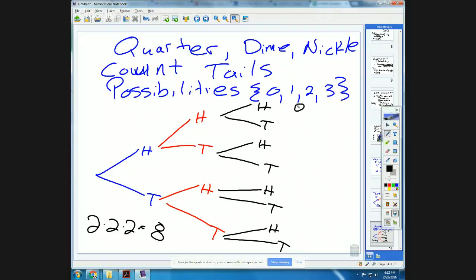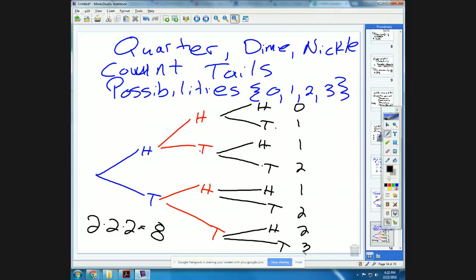Let's see, we could then do a what? Head, head, tail. 1 tail. We could do a head, tail, head, going in order. That's 1 tail. Head, tail, tail. 2 tails. I've exhausted those 4 possibilities. So now I jump to getting a tail on my quarter. So tail, head, head is a 1. Tail, head, tail is a 2. Tail, tail, head is a 2. And then tail, tail, tail is a 3.